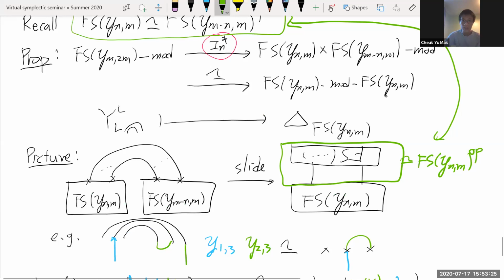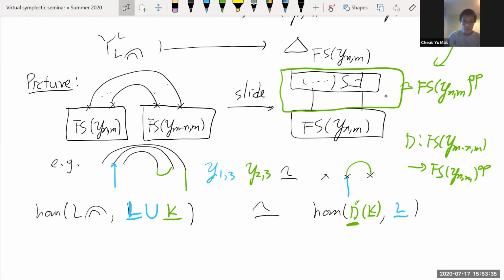And can you see? The screen share seems a little bit strange. Can you hear me? Ah, okay, it works now.